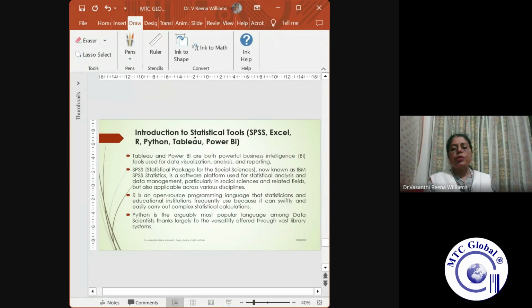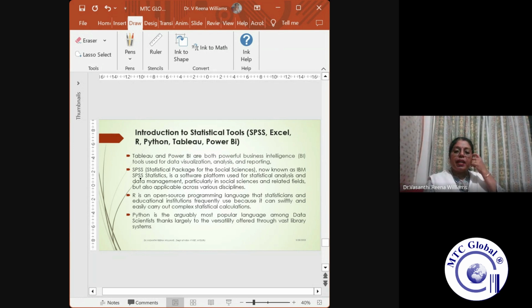introduction to statistical tools. I don't have a paid version of SPSS now. It's IBM, so it doesn't make any sense showing it to you. Excel you would have seen. The others, especially Tableau and Power BI, they use it for, sorry, for visualization purposes. You can do wonderful visualization on both. So Tableau and Power BI are both powerful business intelligence (BI) tools used for data visualization, as I told you just now, analysis and reporting.